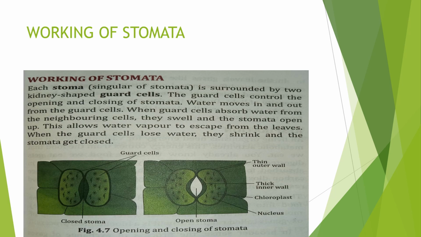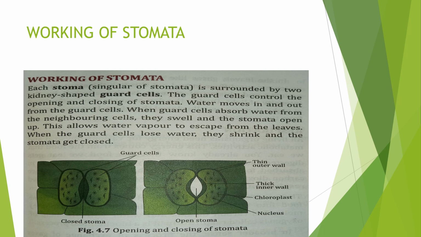Now we will know the working of stomata. How does a stoma function? Each stoma is surrounded by two kidney-shaped guard cells, which you can see in the diagram. They are of kidney shape. The guard cells control the opening and closing of stomata. Water moves in and out from the guard cells.